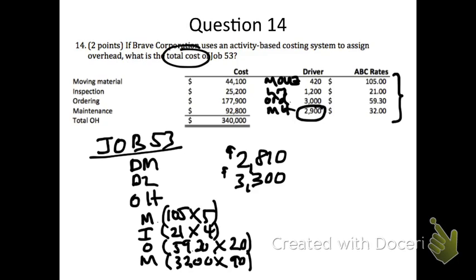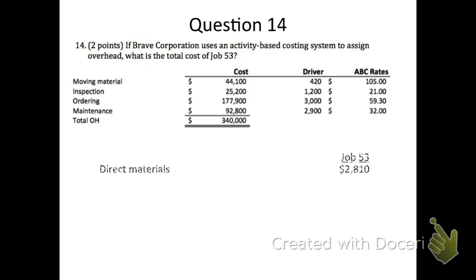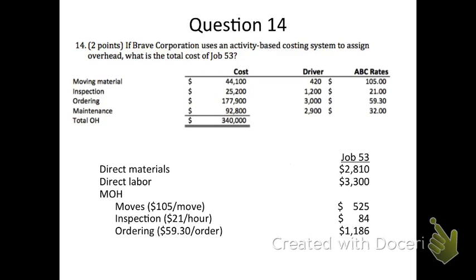So again, I'm going to show you the next slide. So this is really taking that and multiplying out what we just did. Again, you can see this is 105, 21, 59.30, and 32. So this is our total overhead assigned to job 53. And so total job cost then is $10,785.